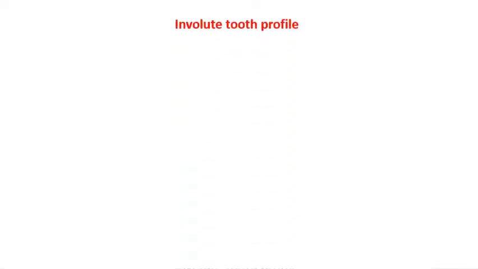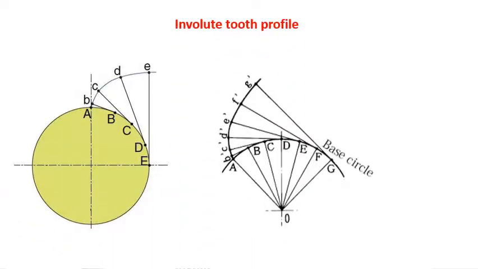Next one, the involute tooth profile. What do you mean by involute profile? The involute of a circle is the curve traced by the end of a thread as it is unwound from a stationary cylinder. If there is a thread wound on the circumference of the circle and I unwind it, then there is a curve, right? That curve is nothing but an involute curve.